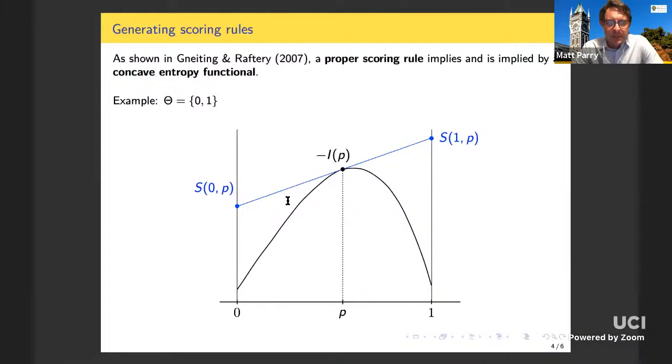The concave functional there, in the notation of the paper, is negative I of p. And so the scoring rule actually is constructed by constructing a tangent to the point P. So here P is just the probability that theta is equal to 1. And where this tangent intersects theta equals 1 gives you the score if theta were 1. And where it intercepts where theta is 0 gives you the score if theta was 0. Okay, so that's the general picture. It's rather nice. And also from the two scores, you can actually then back out the black point there as well, the entropy function at the point P as the weighted sum of those two scores, or the expected score.